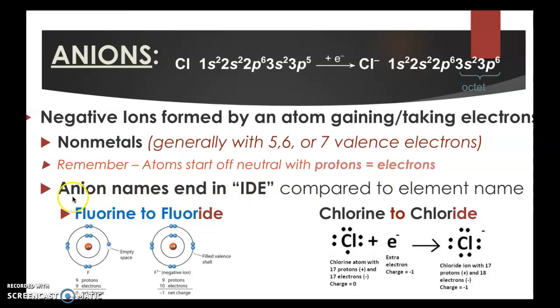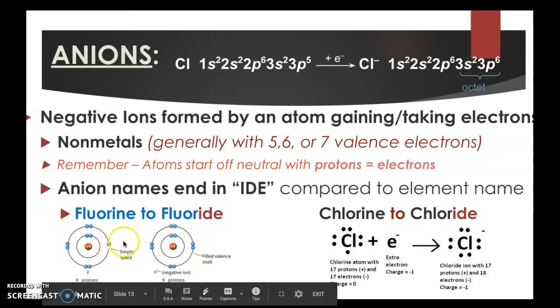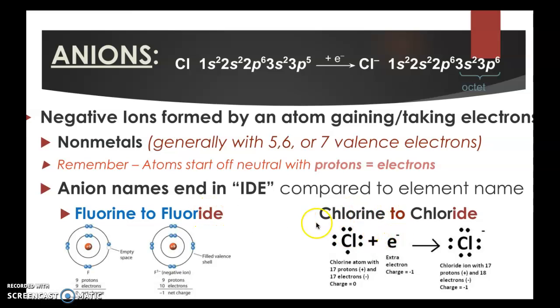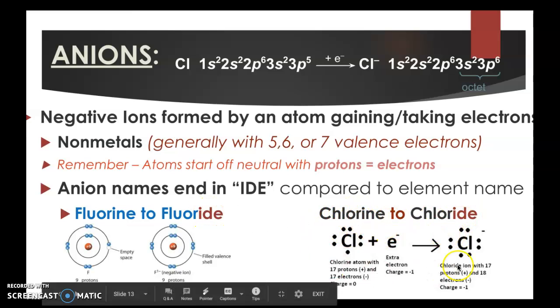One thing with the name, the anion names will end in "ide." So the cation names, we didn't change those, but the anion is going to end with an "ide." Something like fluorine, when it gains that electron, turns into the fluoride ion. Now with the notes, you don't have to necessarily draw this picture down here, but make sure you get the name change from fluorine to fluoride, and same thing with chlorine to chloride. And I would draw this down here into your notes.